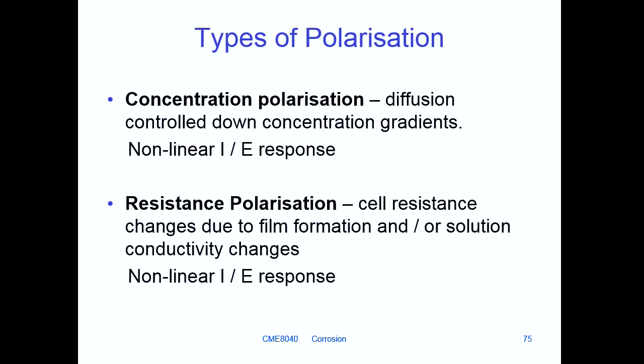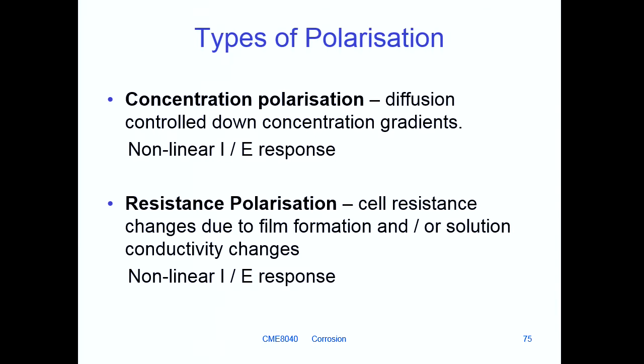If you were dealing with an electronic circuit or just had activation polarization, you'd carry on going linear. But that's not the real world. So in an Evans diagram, you get the straight line plots. In a real polarization curve, which we're going to talk about in a minute, you'll actually see curved plots.